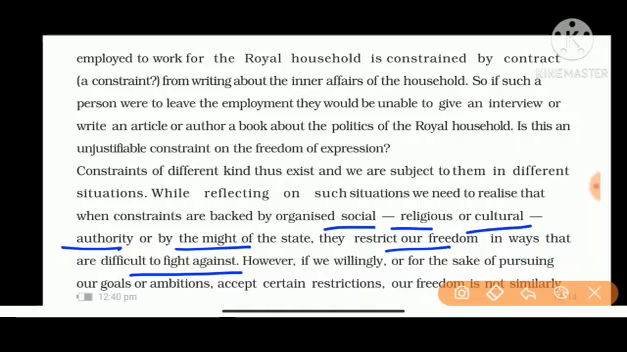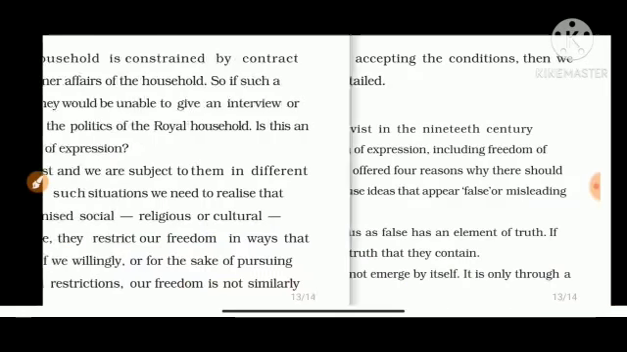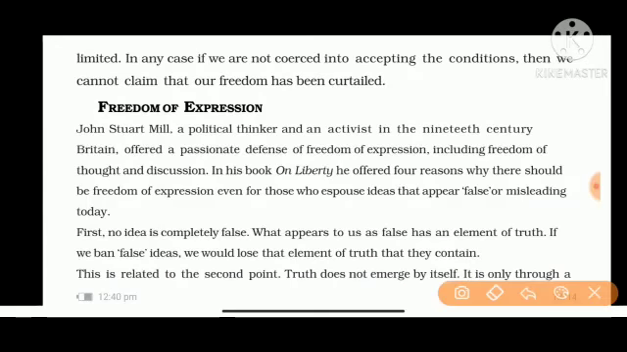However, if we willingly, for the sake of pursuing our goals or ambitions, accept certain restrictions, our freedom is not similarly limited. In any case, if we are not coerced into accepting the condition, then we cannot claim that our freedom has been curtailed.